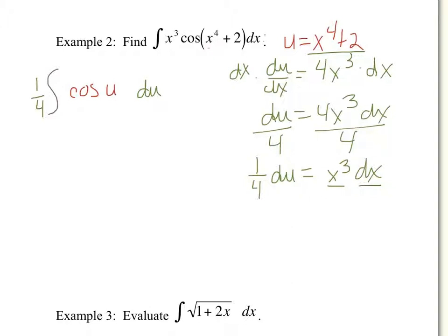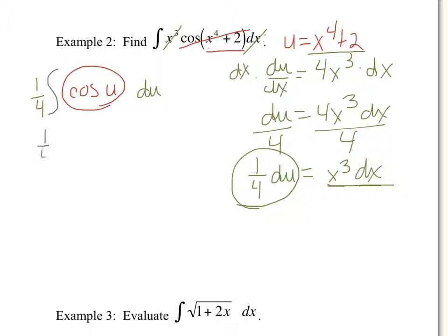All right, so I have cosine of u, and that fits. So this is taken care of with this part. Then I have the x cubed and the dx taken care of because 1/4 of du equals x cubed dx. So that's taken care of with the other two parts. So I've completely rewritten the integral in terms of u. And now I'm ready to do the antiderivative.